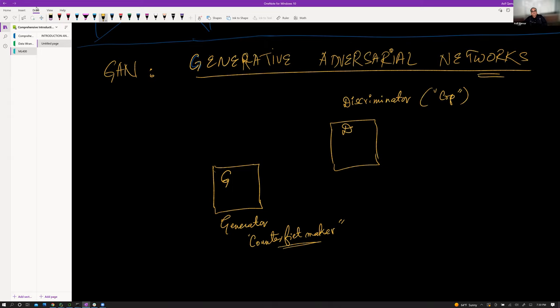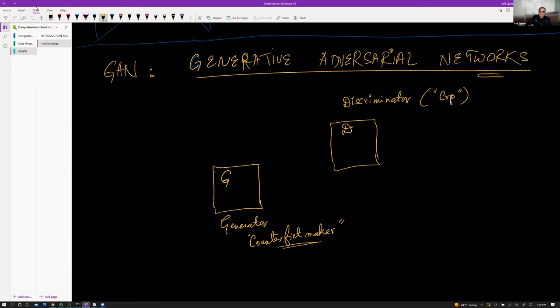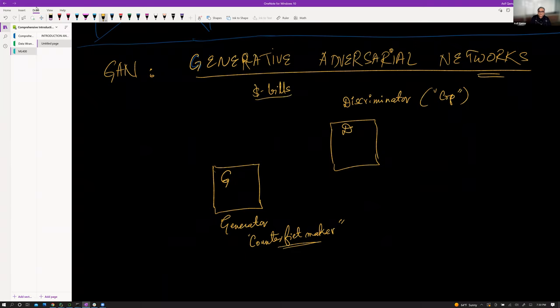So what do I mean by that? Let's take an example. Suppose you have lots of examples of, let's say, dollar bills, because we are using the word counterfeits. So lots of dollar bills and coins or whatever, these are real examples, which we will write as an X vector. It is conventional to write it as an X, as the real data.